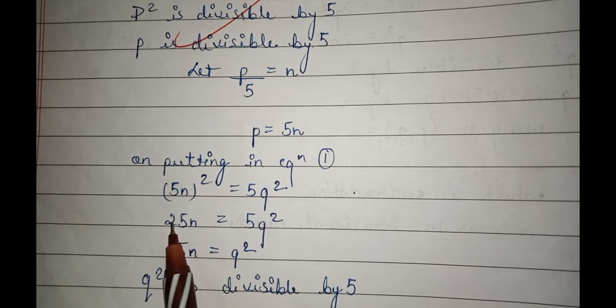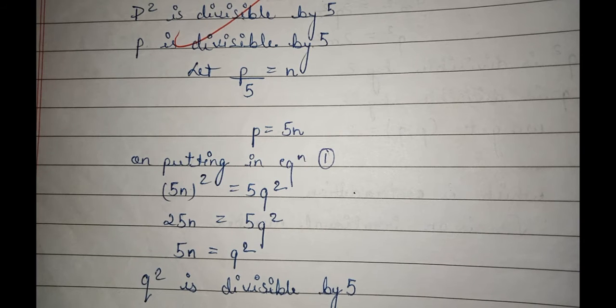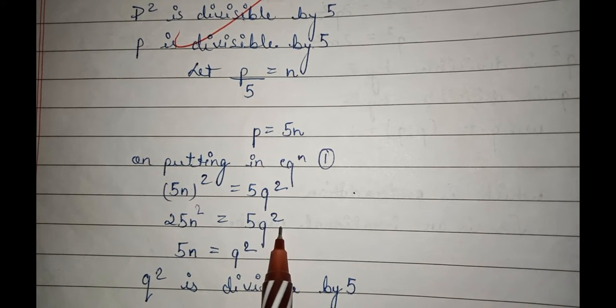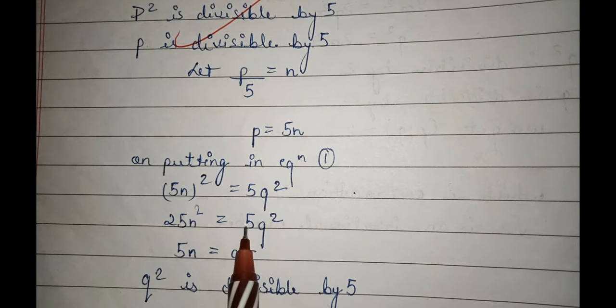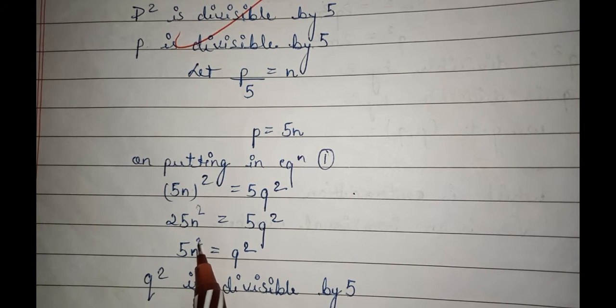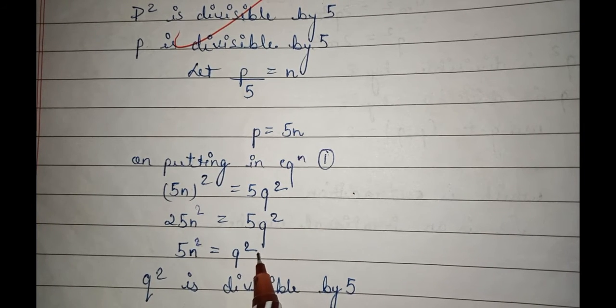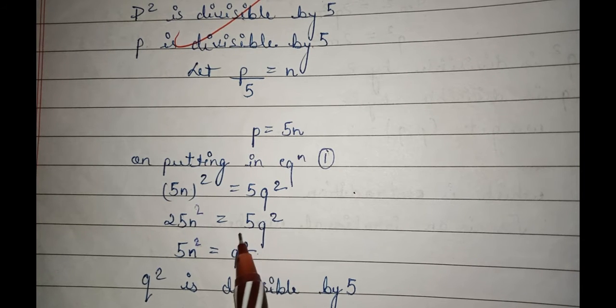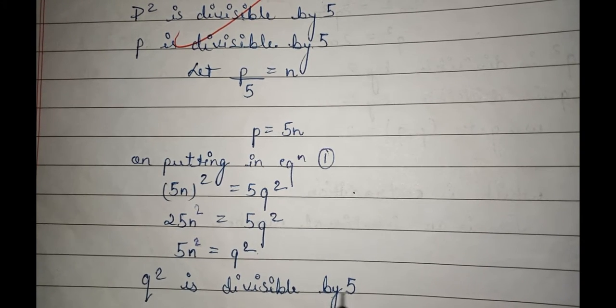Now 5 squared is 25 and n squared is n squared. Okay. So now this will be equal to 5q squared. From here we will get this 5 will cancel 25 five times. So 5n squared is equal to q squared. So again this q squared is divisible by 5. Okay, as q squared is a multiple of 5, so q squared will be divisible by 5.